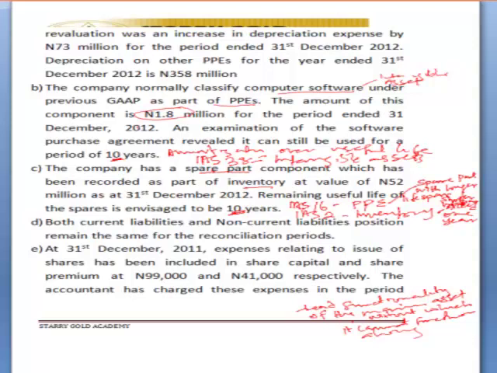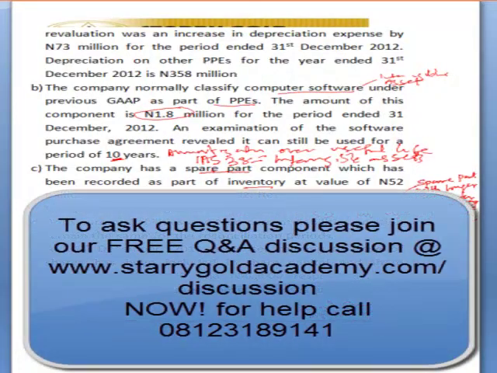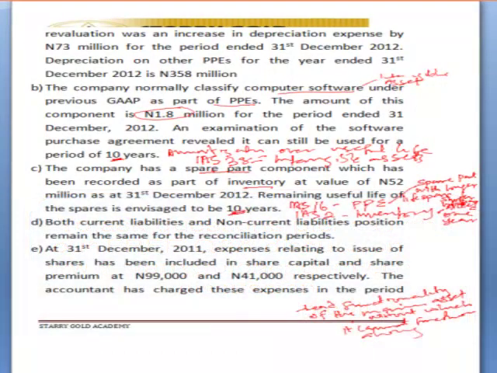Now, this spare part in the question scenario is expected to be used for 10 years. It means it is a wrong classification to have included it as part of your inventory figure in that financial period. So as at the date you are switching over to IFRS, you have to reclassify this particular spare part from inventory to property, plant and equipment, and also calculate depreciation. You need to decide on your depreciation policy based on the useful life of that spare part.